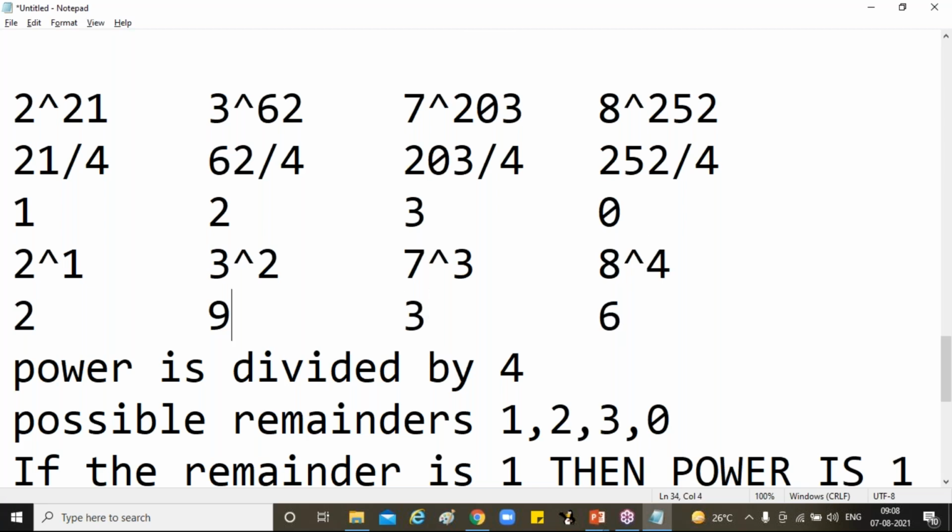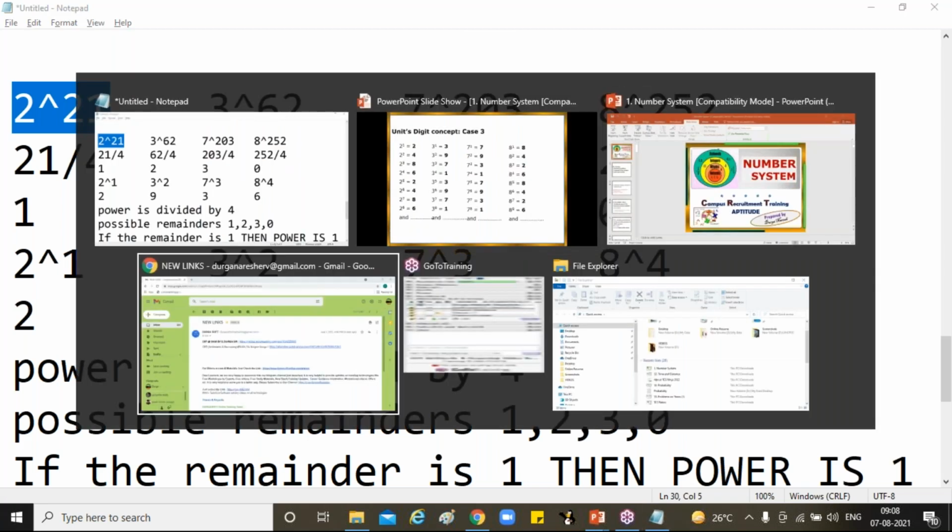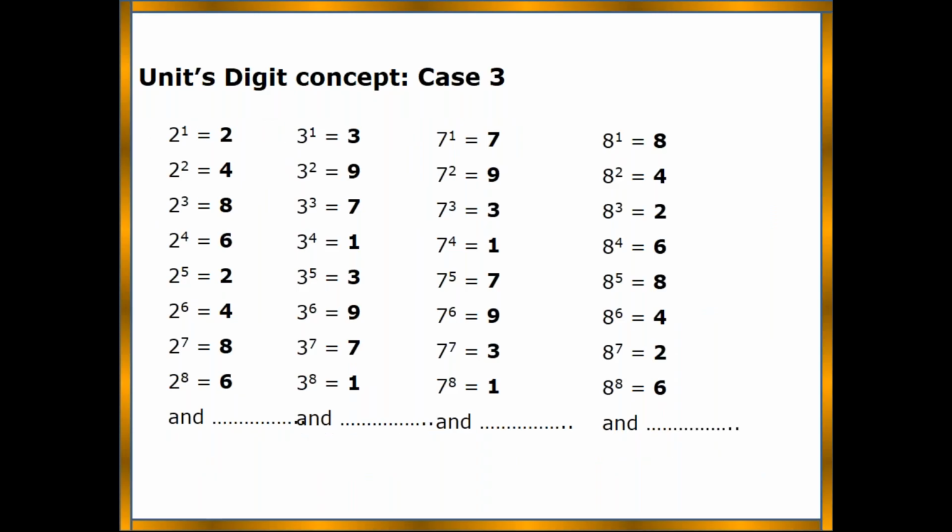Please understand, in my point of view, 2 power 1 and 2 power 21 are both the same. Both are ending with 2 only. With a smaller power, you can check manually also, no problem. Please communicate, everyone. What is the value of 2 power 1?